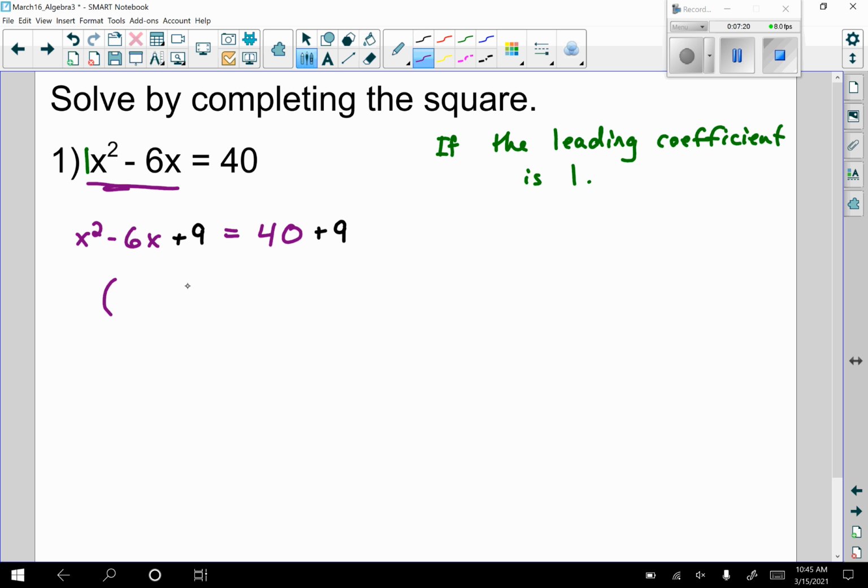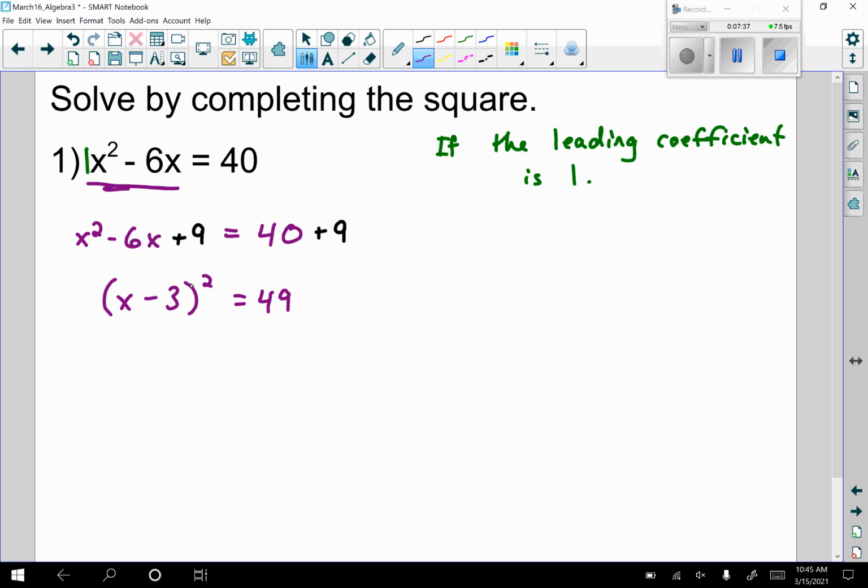Next, I want to factor this into a quantity squared. So again, I start with x. And to figure out the other number, it's just the square root of 9 or half of 6. They're one and the same. Signs are always going to be the same. So in this case, it's going to be a minus. And then we get 49.